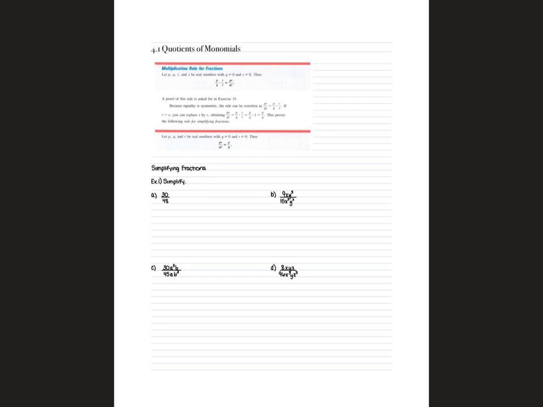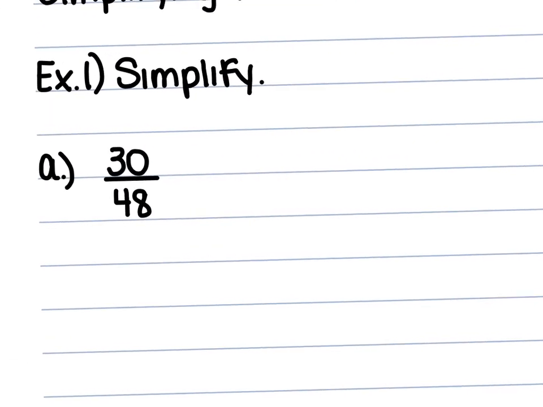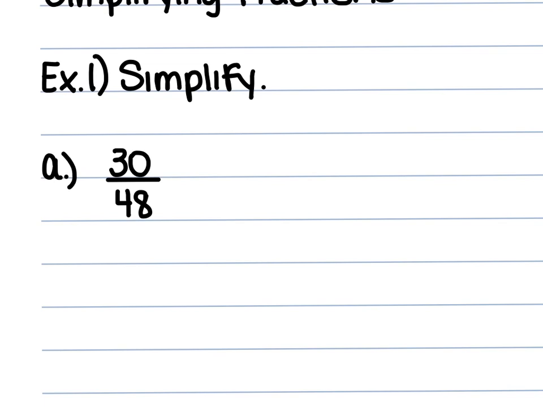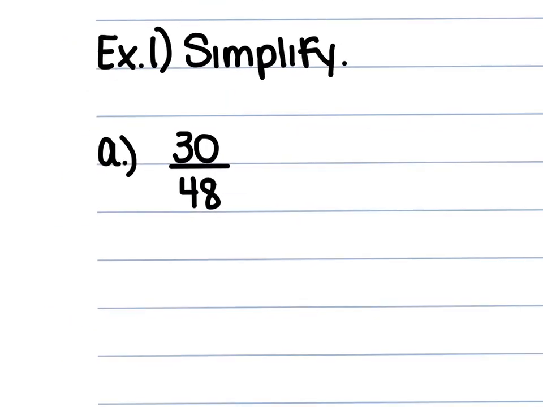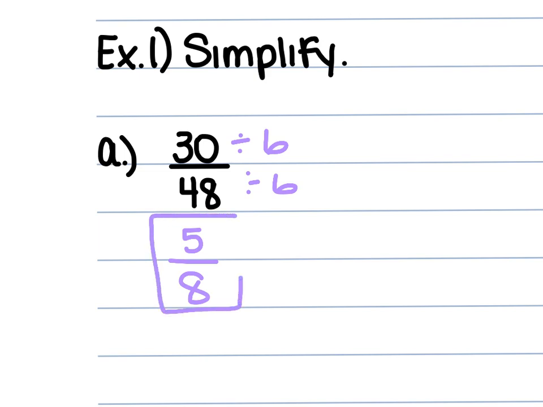So if we look at example 1a, we're starting with 30 over 48. So this is the same thing as saying something like 30 divided by 48. So first what we do, we find the factor that goes into both 30 and 48 evenly. We know 6, we can divide both numbers by 6. So let's divide both of them by 6. We are left with 5 over 8. We cannot simplify that any further, so that 5 over 8 is our solution.